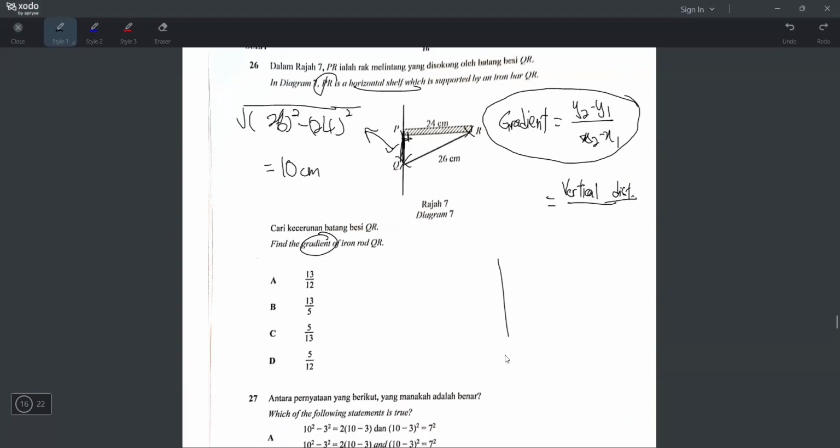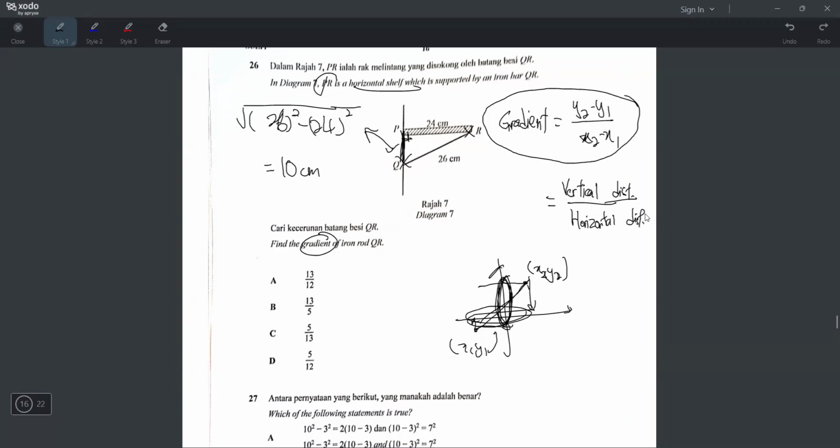Think about it. If I give you two coordinates, let's say this coordinate and this coordinate. This one I call x1, y1, and this one x2, y2. And I join a line like this. So when you take y2 minus y1, what you are doing is finding the vertical difference. Same with x2 minus x1, you're finding the horizontal distance. In other words, gradient is actually vertical distance divided by horizontal distance.